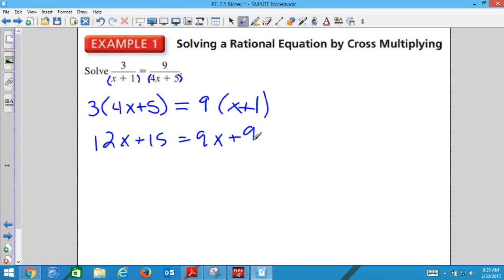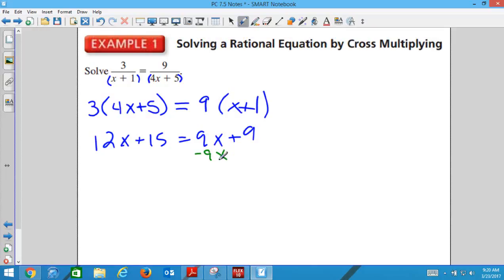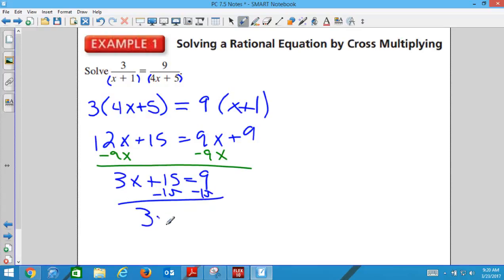Okay, so then what are we going to do to solve the equation? We have x's on both sides. We're going to get rid of the smaller one, so I would subtract the 9x from both sides. And then subtract 15. So we get 3x equals negative 6. Divide by 3, x is negative 2.